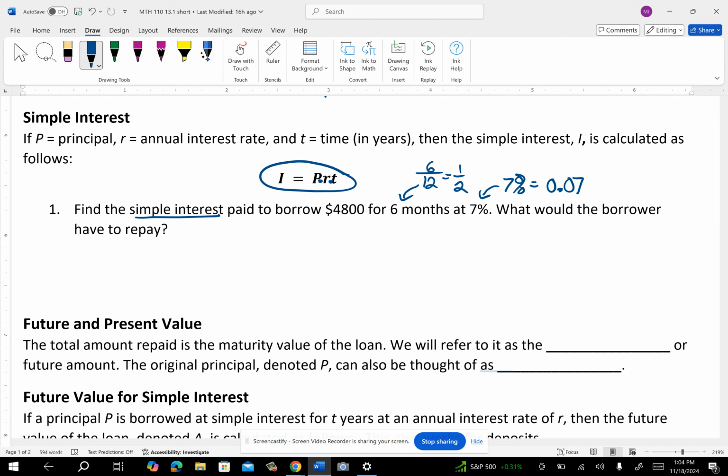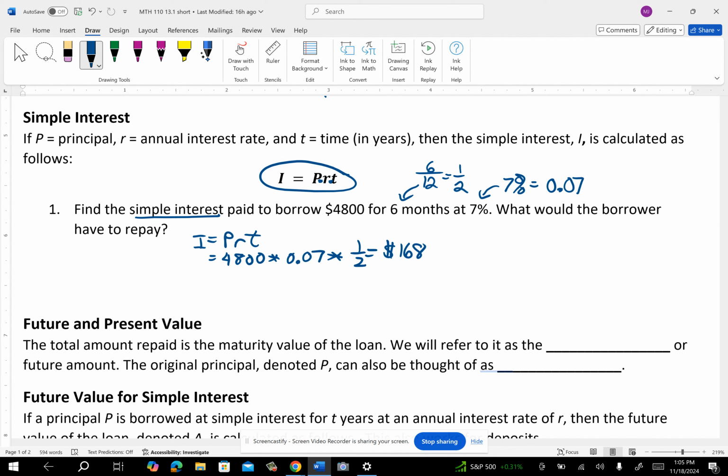First, we're going to find the simple interest. So we're going to do that by using that PRT formula. In place of the principal, we're putting that $4,800 that we're borrowing. We'll multiply that by the 0.07 and multiply that by the 1/2 or 0.5, and we get $168.